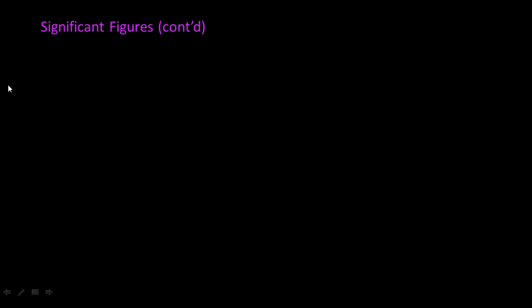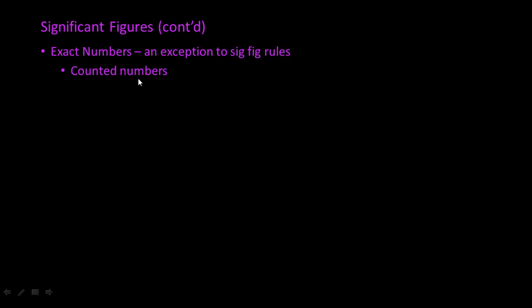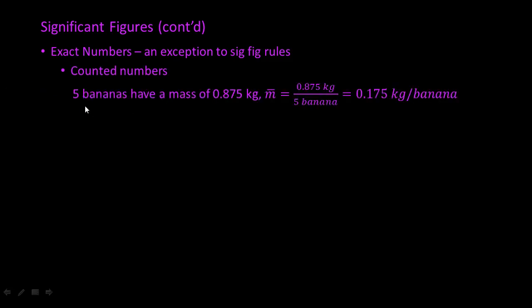Okay, moving on. There is an exception to significant figures, and that's exact numbers. Well, what are exact numbers? Well, they are counted numbers. For instance, if 5 bananas have a mass of 0.875 kilograms, this measurement of kilograms has 3 significant figures, but does the 5 only have 1 significant figure? No, there's 5 bananas. We counted them. There's not 4.9 bananas or 5.1 bananas.